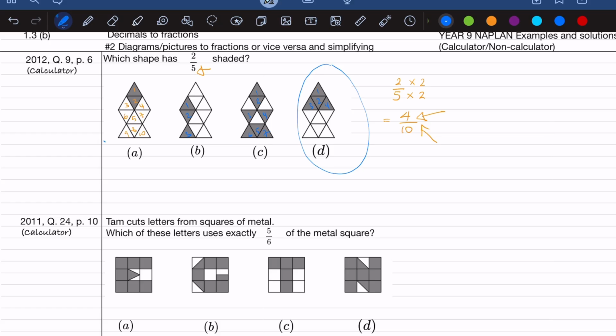You can have a go at doing the second question. This is quite similar, but all the solutions will be available in the comments.